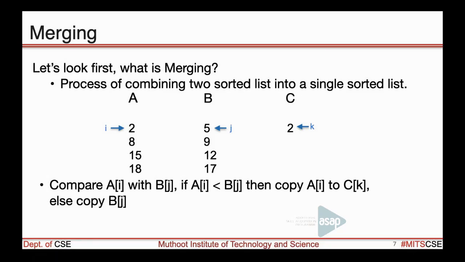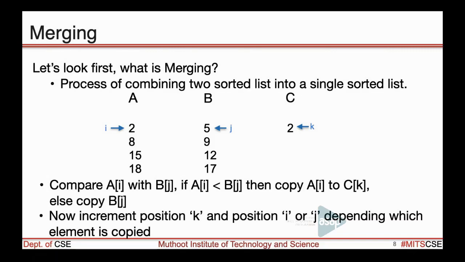Once this is copied, what should I do? Now increment the position k and position i or j depending on which element is copied. As I have copied from A, the i position should be incremented. Similarly, the k position should also be incremented. So i is now incremented and k is now incremented. Clear? So this is the first step.